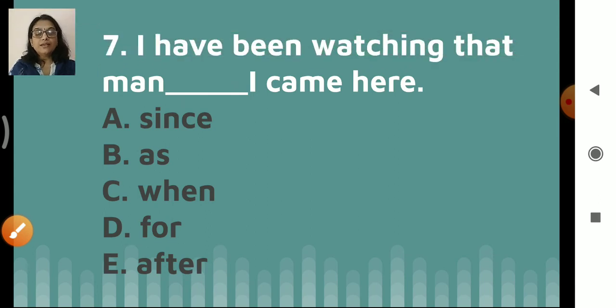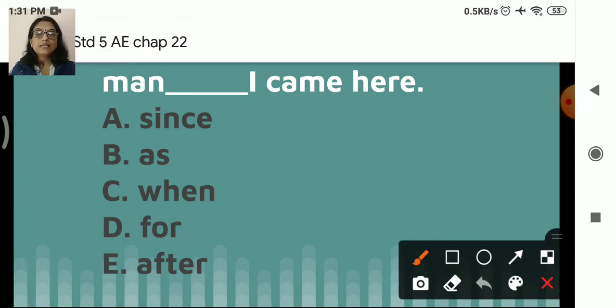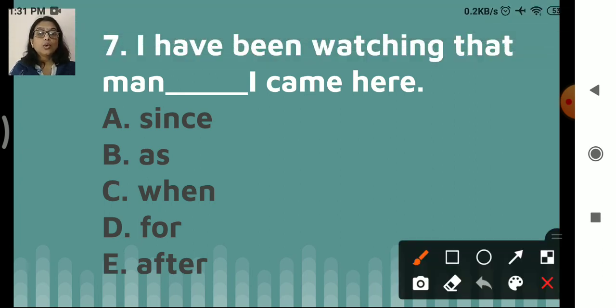The seventh sentence. I have been watching that man dash I came here. And the options are since, as, when, for, after. So what do you think is the best answer? I have been watching that man since I came here. Right? Answer is since, isn't it? We know that because a specific time is here. Since when he is watching that person? Since he came here. So specific point of time is mentioned.